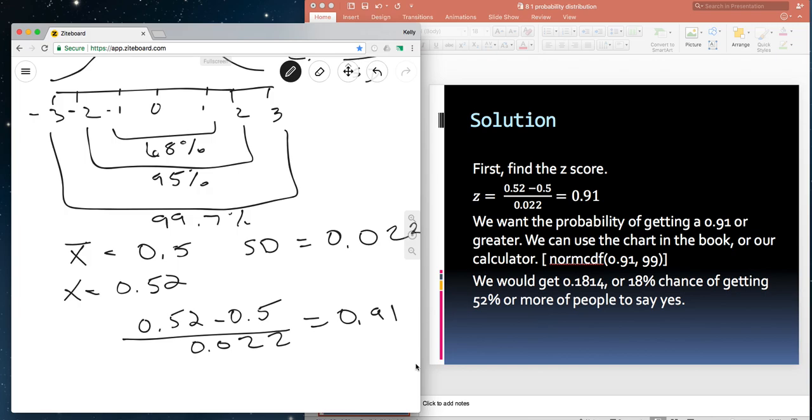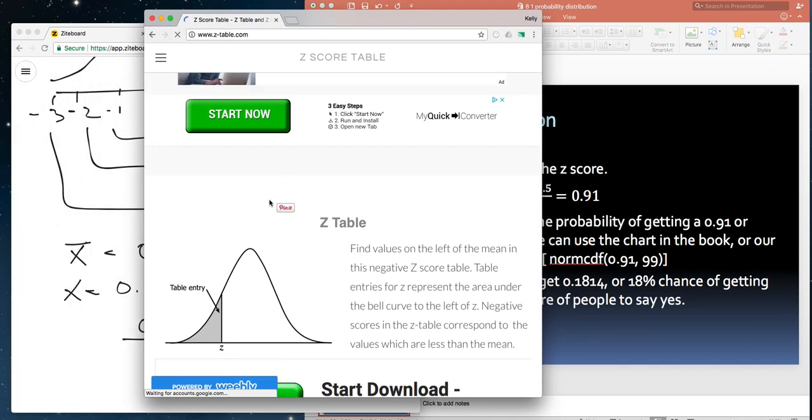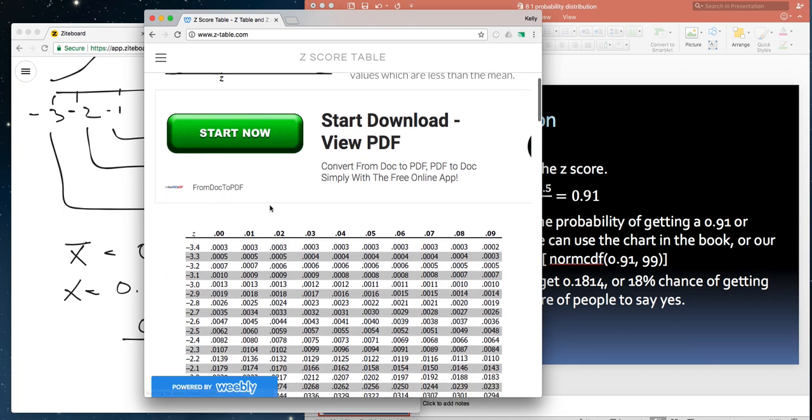It's not exactly 52%. So if you have a graphing calculator, you could do normal CDF, 0.91, 99, and hit enter. But most of you, I think, did not have that. So we're going to go back to our z-score table. And oh, I got to look it up real quick. There we go. All right, so it was 0.91.